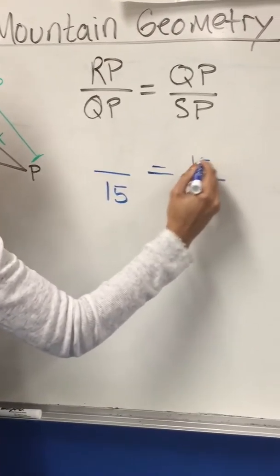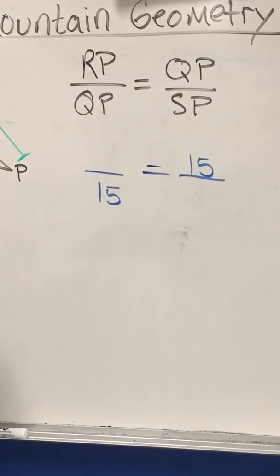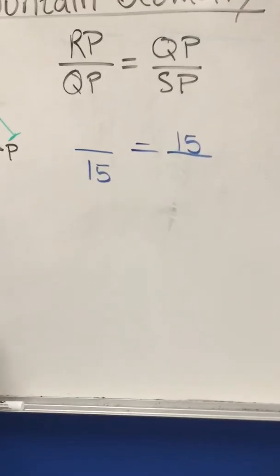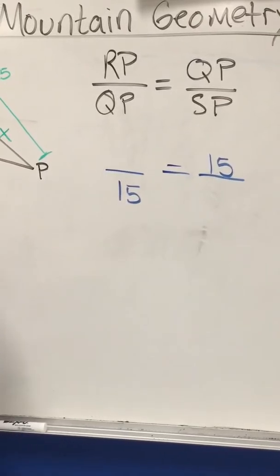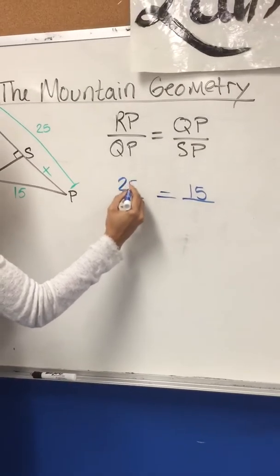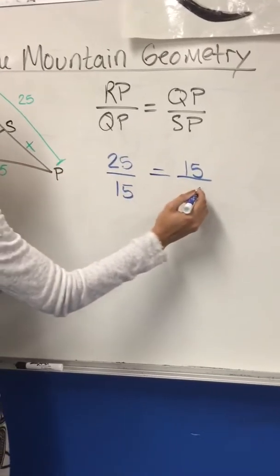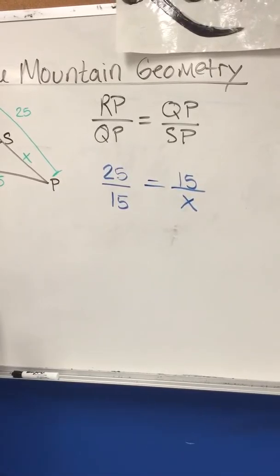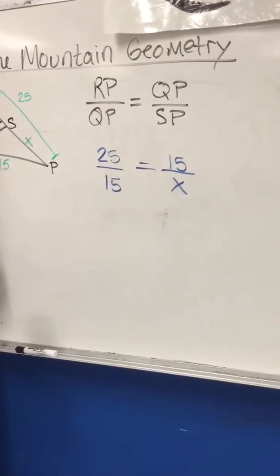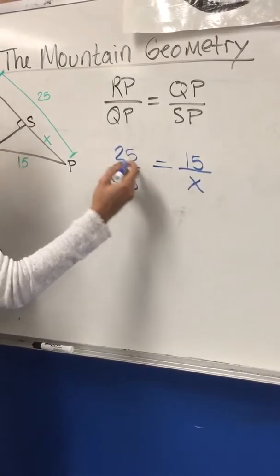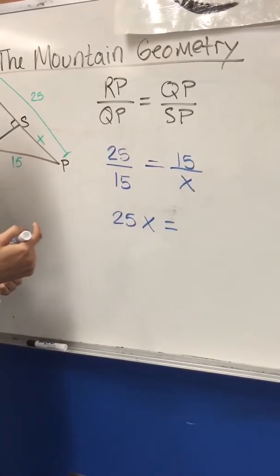So 15 goes in two places, right? That's your geometric mean. Now the other parts, we have one, we don't have the other. So we have 25, and that is RP. I'll go ahead and write that in. We need to find X, which is SP. So really simple, what do I do to find X? I'm going to cross multiply, divide, and I will have my answer. So 25X is equal to 15 times 15, which is what?